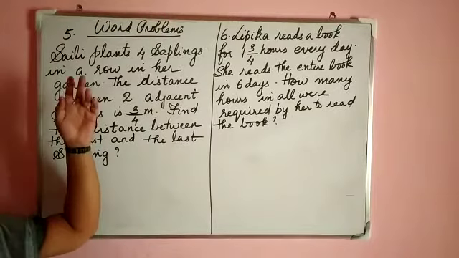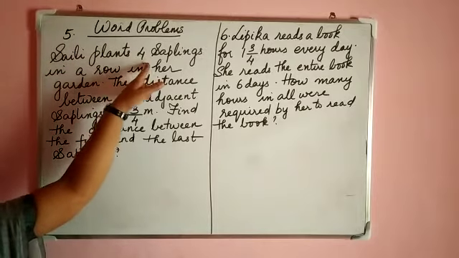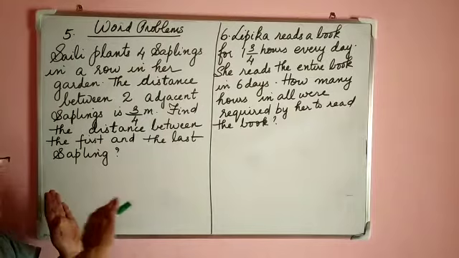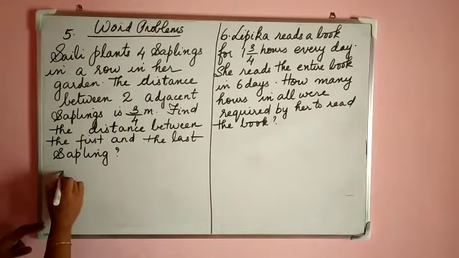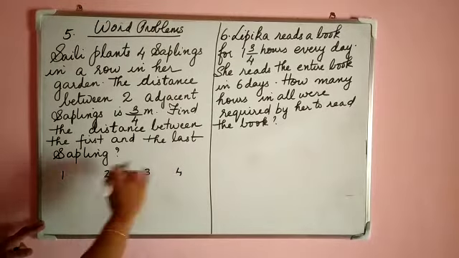Okay, children, next we look into the word problems. Sally plants four saplings. Sapling means baby plants. So she's planting four baby plants in her garden in a row. 1, 2, 3, 4 in a row.